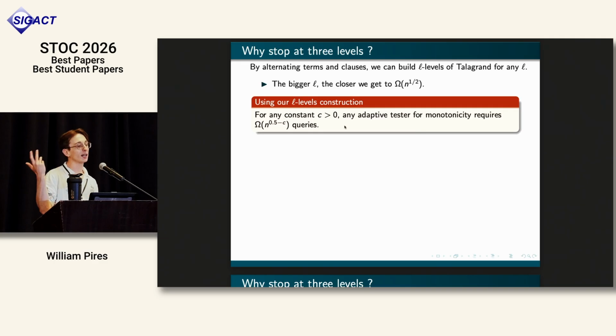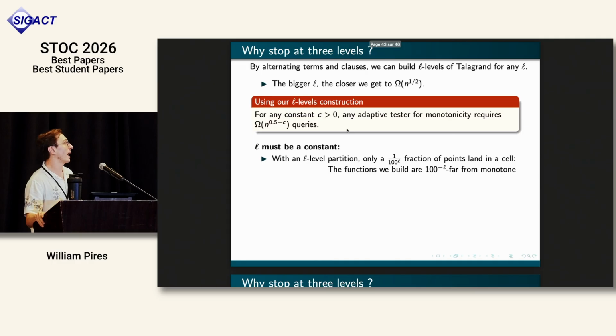So if you want to build L levels of partition, you do terms, clauses, terms, clauses, terms, clauses, as many as you want. And the more levels of partition you use, the closer you're going to get to an n to the 1/2 lower bound. So in our theorem statement, for any constant c, once you pick enough levels of partition, you can get this n to the 1/2 minus c lower bound.